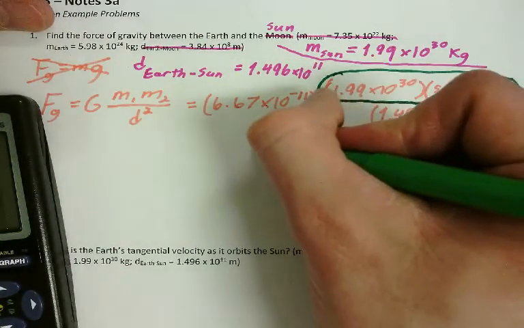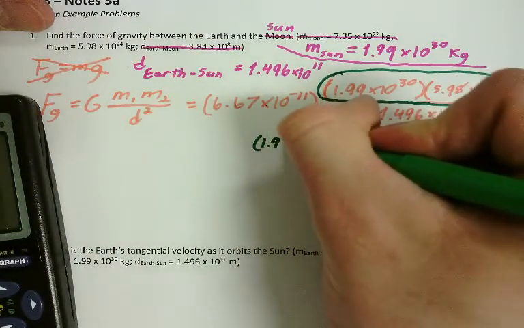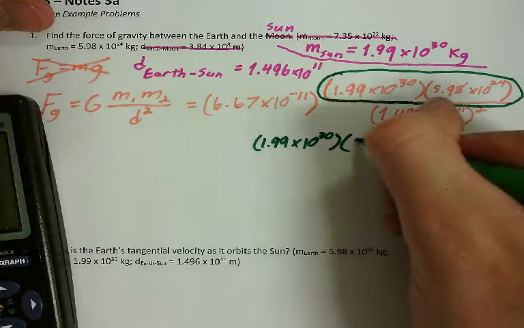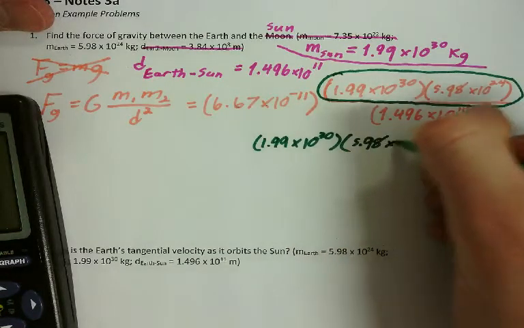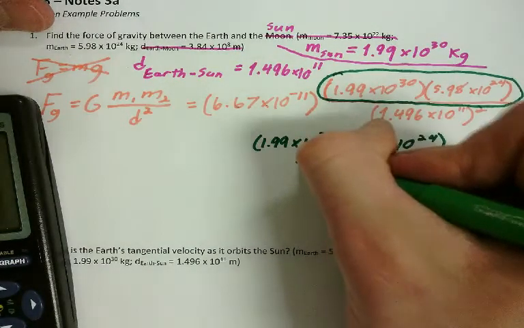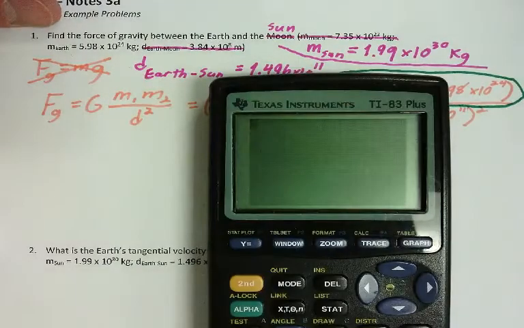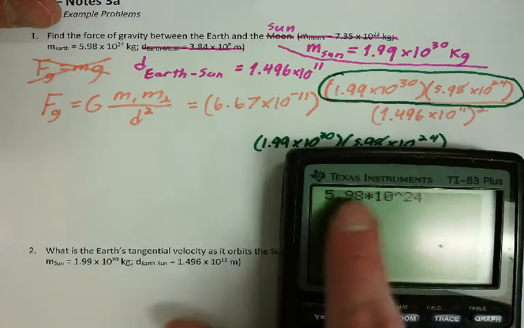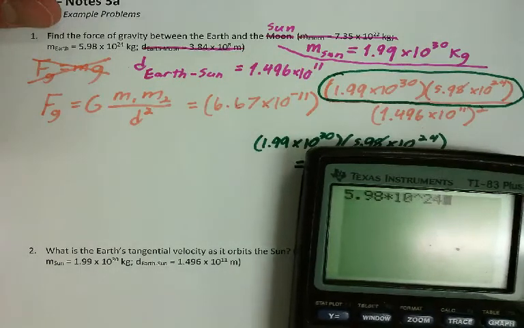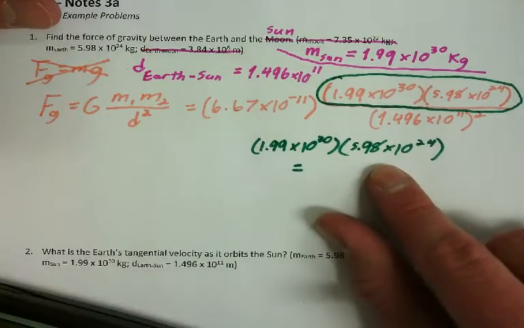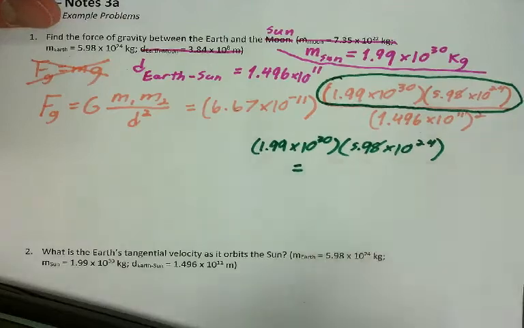So I'm going to take 1.99 times 10 to the 30th times 5.98 times 10 to the 24th. Now, this is a scientific notation number. I cannot just put 5.98 times 10 power 24. I can't do that because it won't always work that way. If you do this, your calculator thinks you're doing math. You're not doing math. You're putting in scientific notation. You're putting in a number, just a number. So how do I do that?